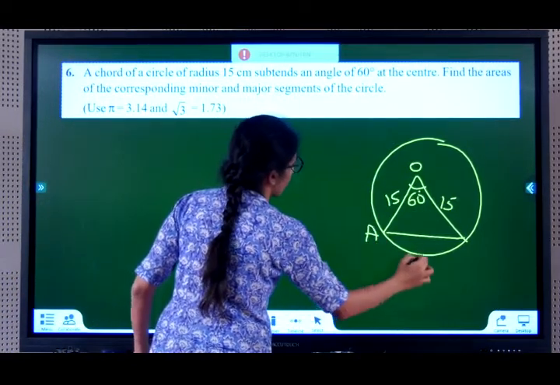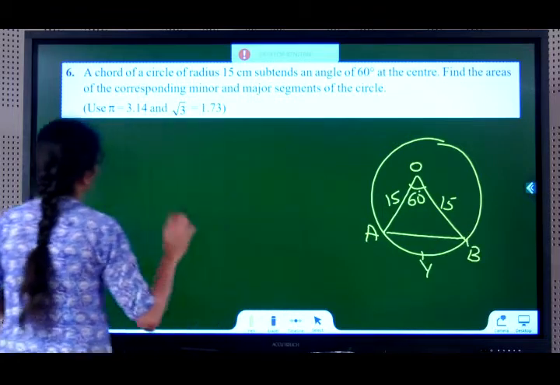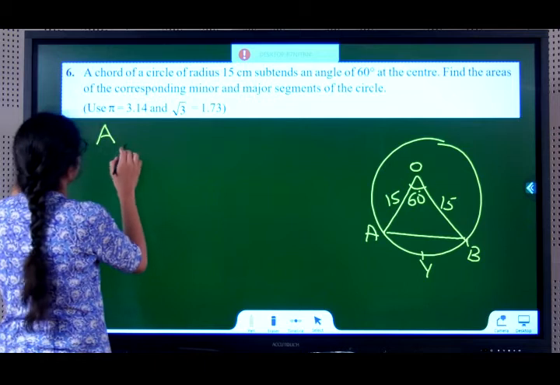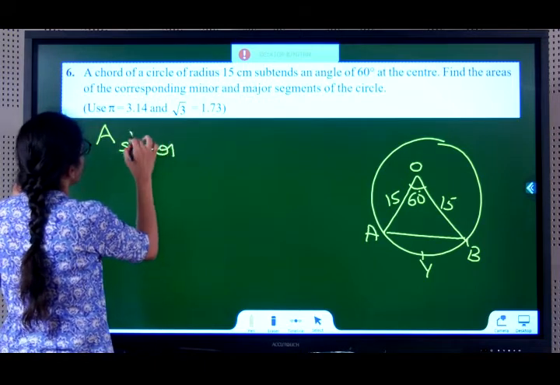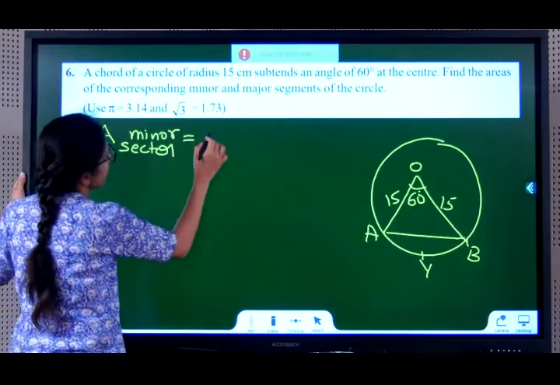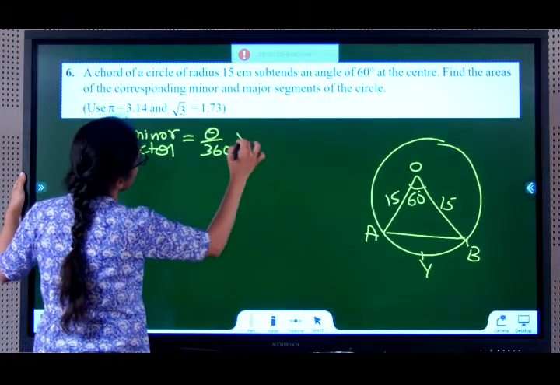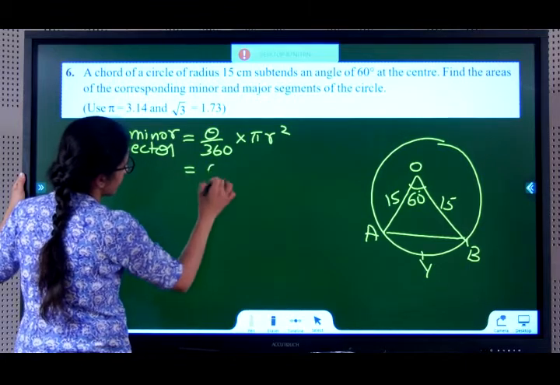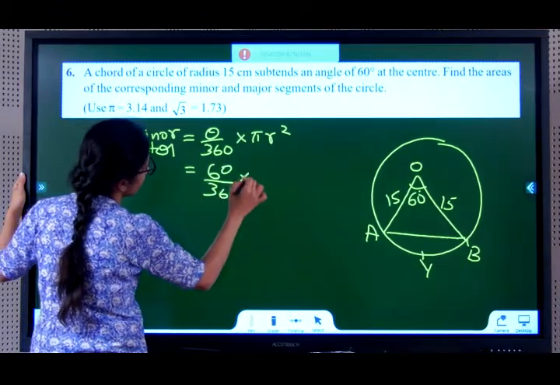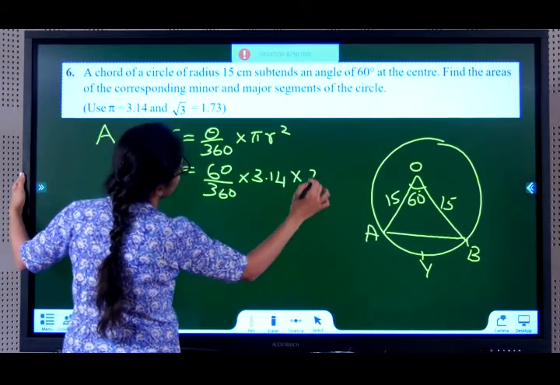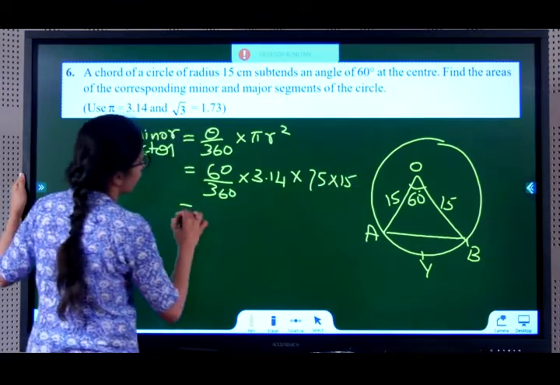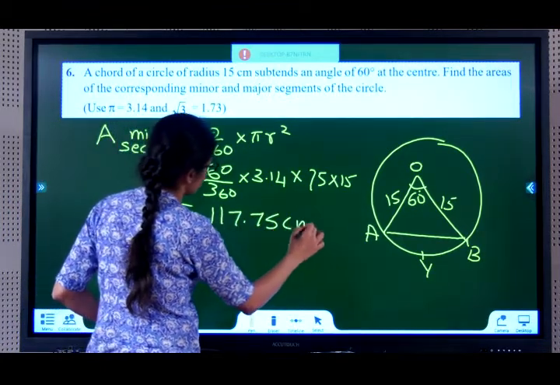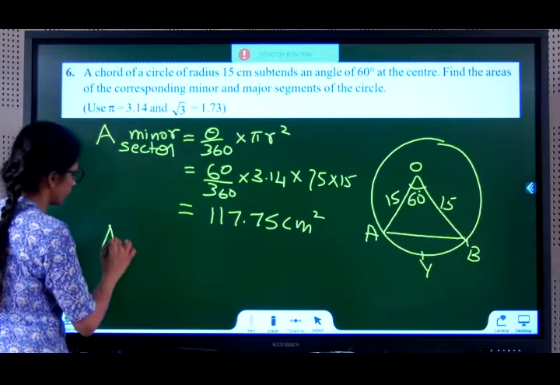O, A, Y, B. So, before you go for a segment, you have to find out the area of the sector, right? Sector and then triangle. So, area of minor sector is equal to theta by 360 into pi r square. Theta 60 degree by 360 into 3.14 into 15 into 15. On solving this, we get 117.75 centimeter square.